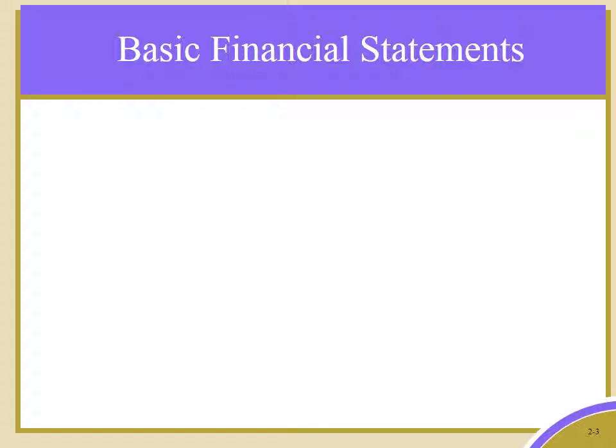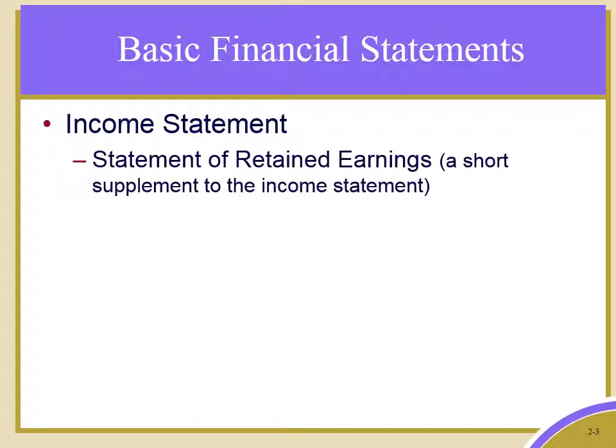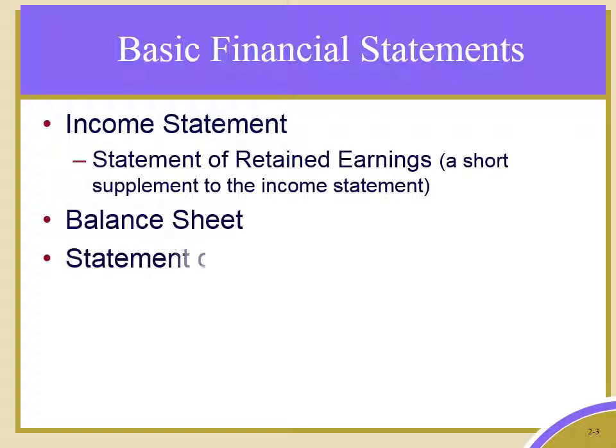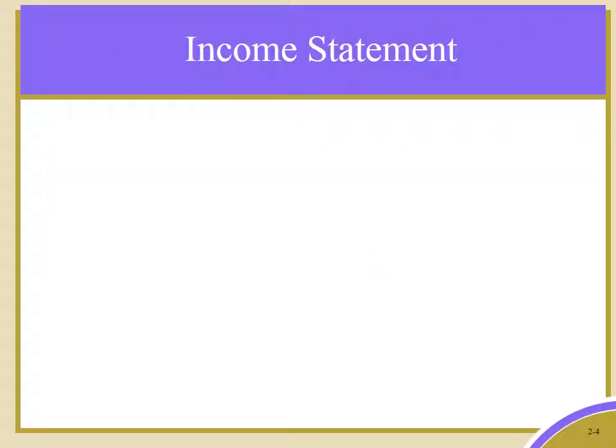Basic financial statements to remember, and this will be a test question at some point, is the income statement, and below that is the statement of retained earnings, which is a supplement to the income statement, but the income statement is the primary statement that we use. The balance sheet is another financial statement, and the statement of cash flows. These three financial statements will be used in business, no matter which area you work in, constantly, and will constantly come up throughout the course because they really are the foundation of finance and accounting.